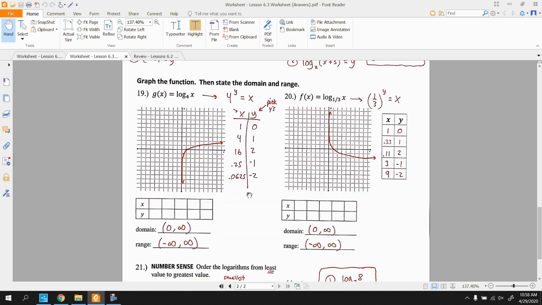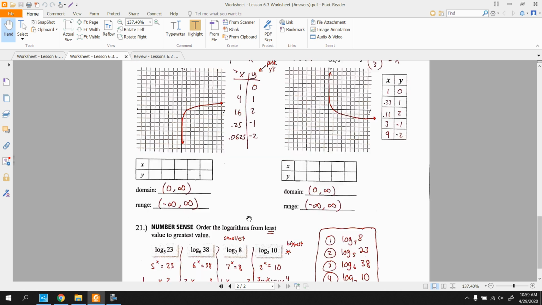Last couple, doing the graphs still involves that step of rewriting. So rewrite this: 4 to the y power equals x, 1/3 to the y power equals x, and just make your table backwards. Pick y values, plug them in for y, see what you get for x. Still plot it as xy coordinates, just like you always would: the points 1, 0, 4, 1, 16, 2, same as over here. Again, go back and watch that section if you need to. But those were making the graphs.